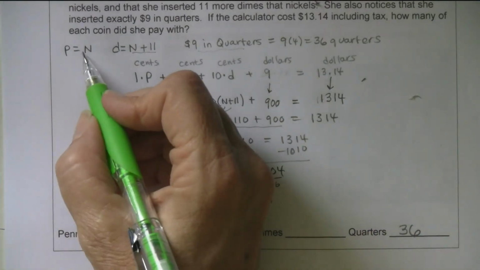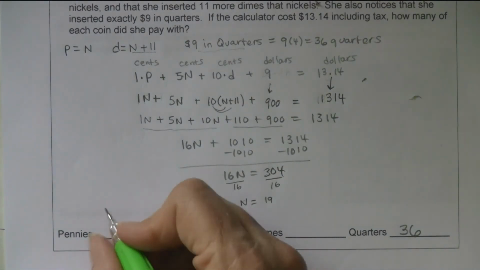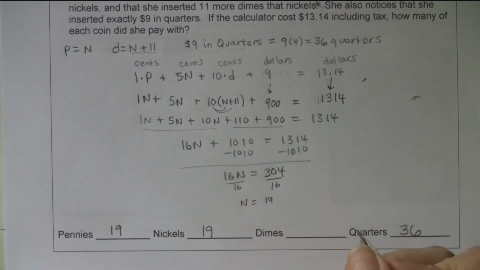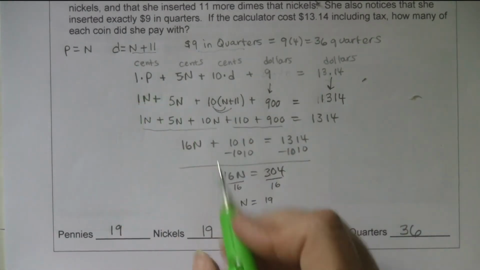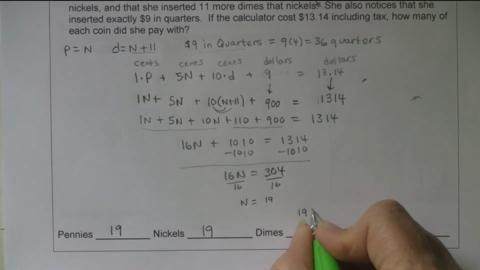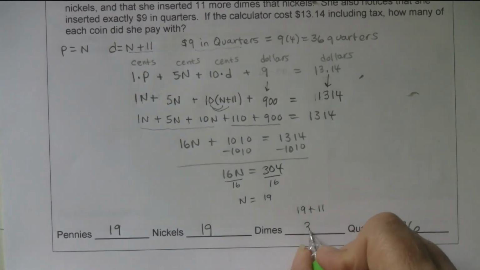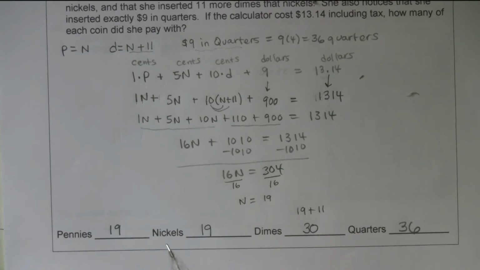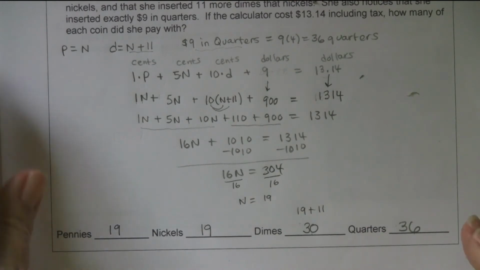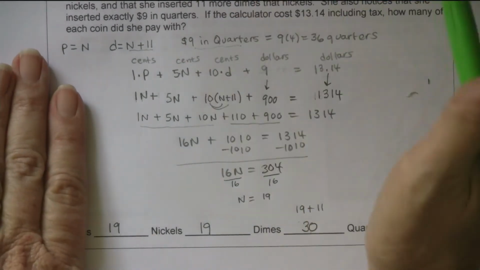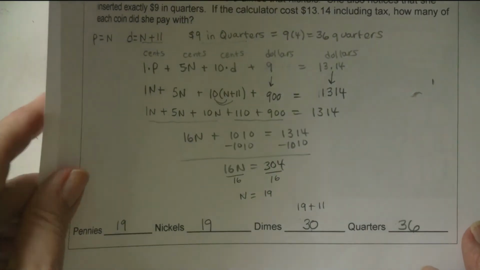So we have 19 nickels. Now we have the same number of nickels as pennies, so if we have 19 nickels, we have 19 pennies. And we have 11 more dimes than nickels. So this right here is going to be 19 plus 11, which is 30 dimes. So she paid for her calculator in coins: 19 pennies, 19 nickels, 30 dimes, and 36 quarters. And you could add this money up and make sure that it's 1314, because it should be. And I've done this problem, so I'm going to go on without adding it up, but I know that it adds up.